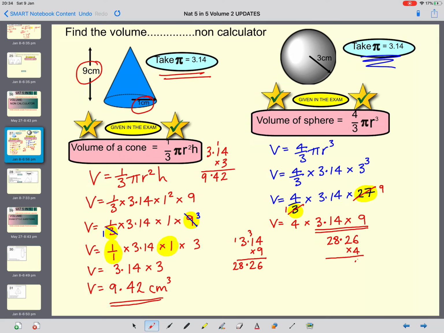So 6 times 4, 6 4s are 24, 4 here, carry 2, 4, 8, 9, 10, put your decimal point in, 32, 33, and 4, 8, 9, 10. Okay, so 113.04 is your final answer, and it's a volume, so it's centimetres cubed. I might want to write that again actually: 113.04 centimetres cubed. Okay, and that's your final answer.